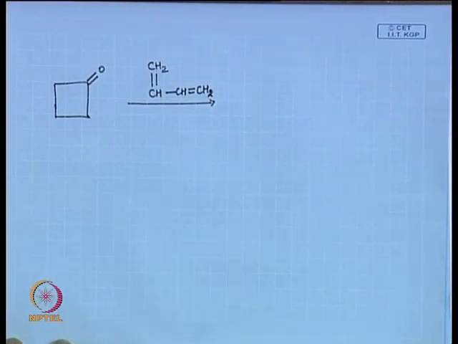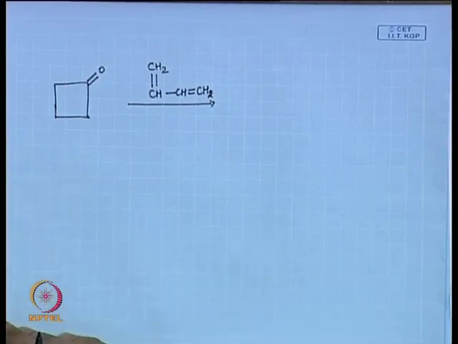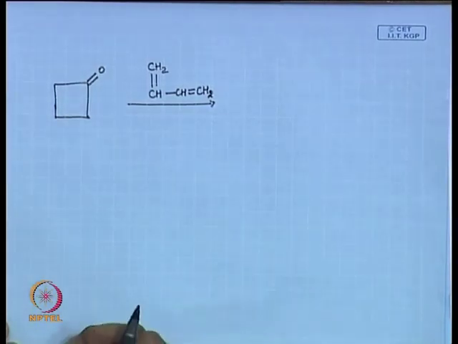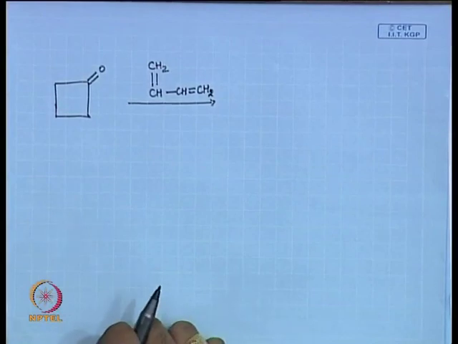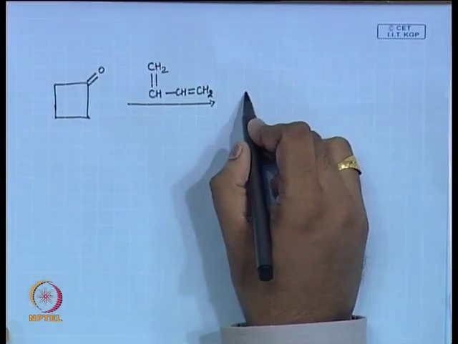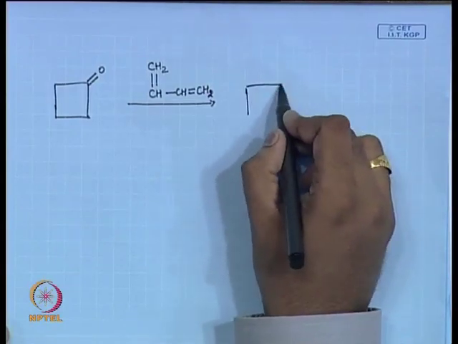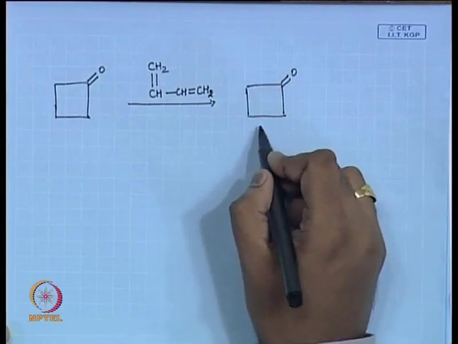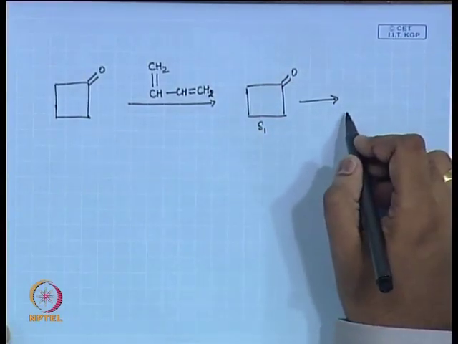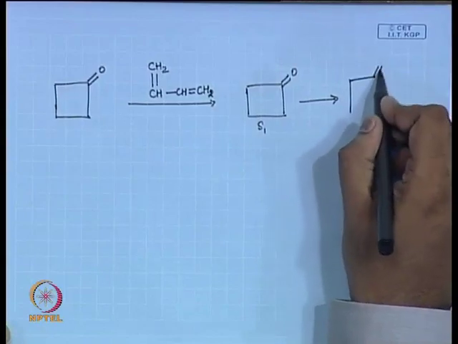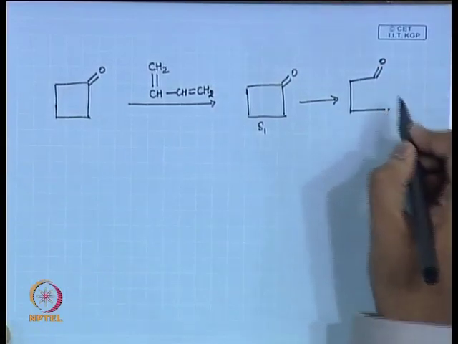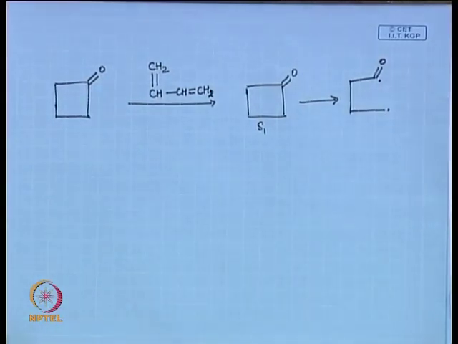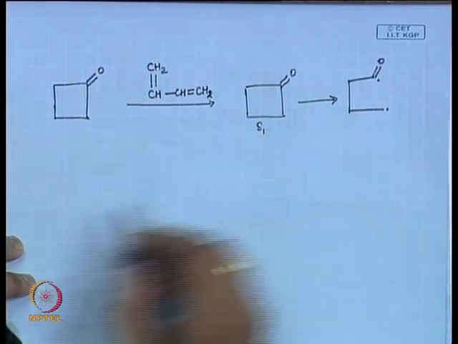See, I am taking a cyclobutanone, okay, and I am taking an alkene molecule, and I do a photolysis, normal photolysis, okay. So, I take cyclobutanone, add some alkene of this kind and carry out my photolysis. What can you expect? As you said, first it goes to singlet, that is fine. Then you know that it undergoes an alpha cleavage. So, I will take this alpha cleavage product.